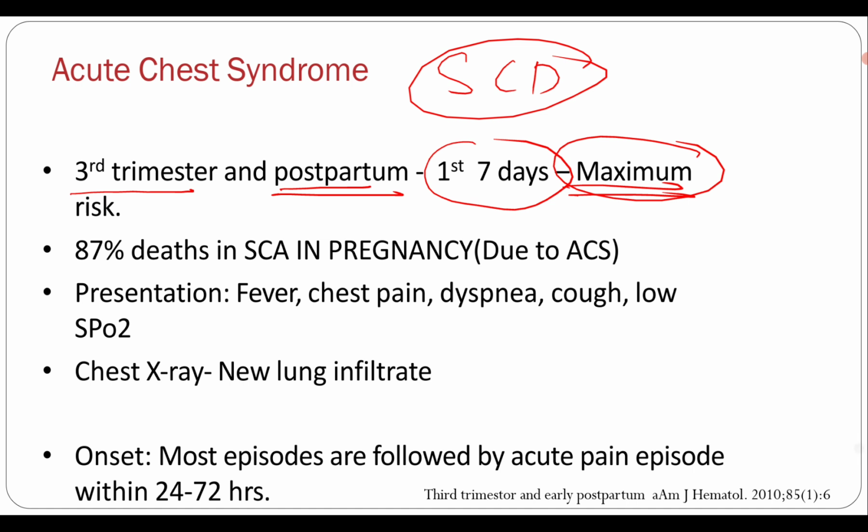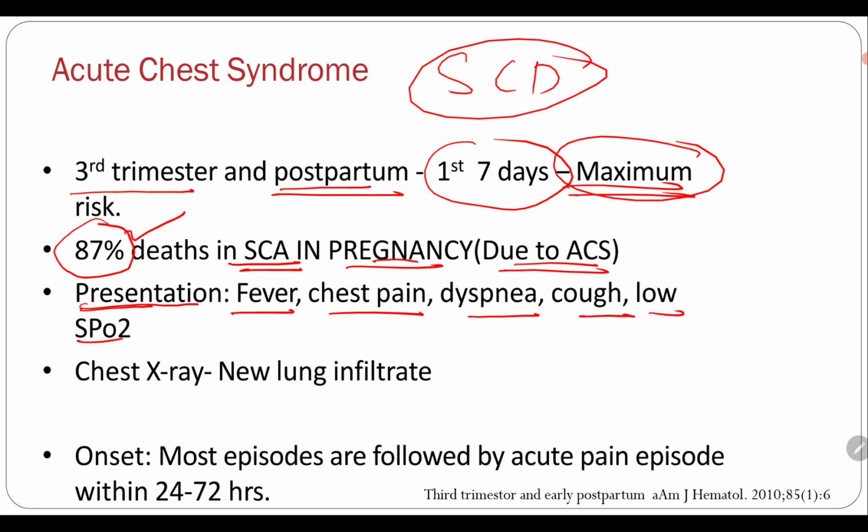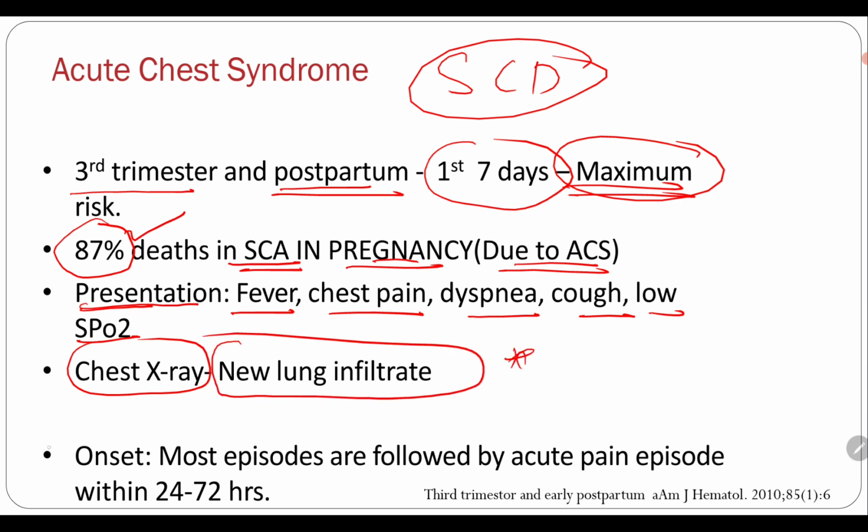87% of deaths in sickle cell anemia in pregnancy are due to acute chest syndrome. Presentation: they will present with fever, chest pain, dyspnea, cough and low saturations. And for chest x-ray, you always have to go for a chest x-ray. There will be a new lung infiltrate. Onset: most episodes are preceded by acute pain episodes within 24 to 72 hours.